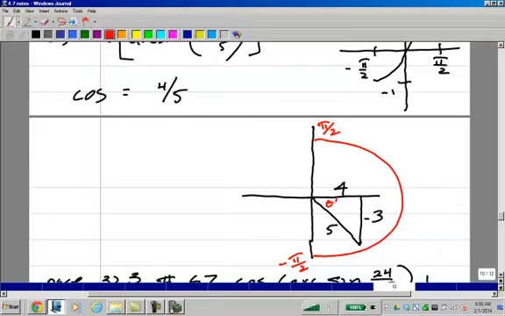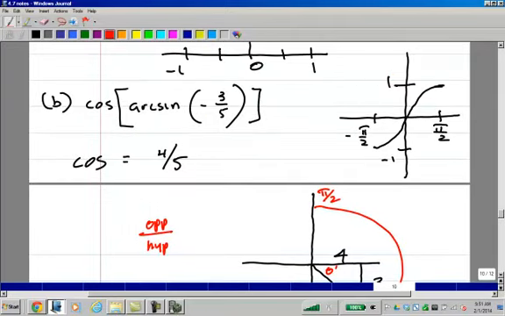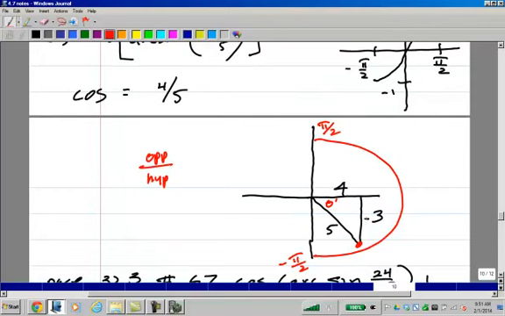So here's theta. Here's the theta reference. Okay, so the y-coordinate is negative 3. The hypotenuse is 5. Remember, it's opposite over hypotenuse. Okay? And therefore, the cosine of this angle right here, with this right triangle constructed, must be 4 over 5. The cosine equals adjacent over hypotenuse. So it must be 4 over 5.